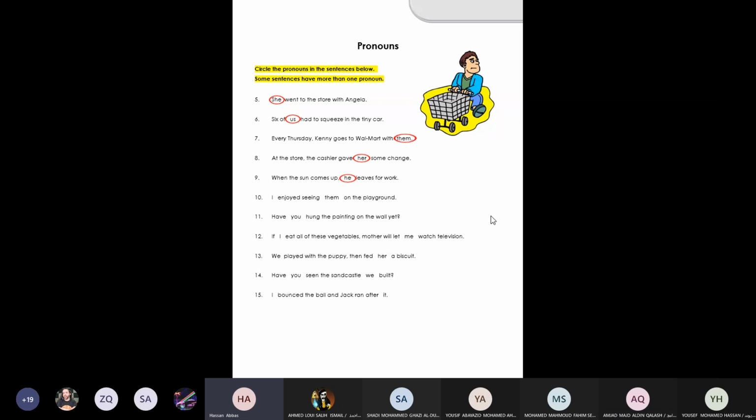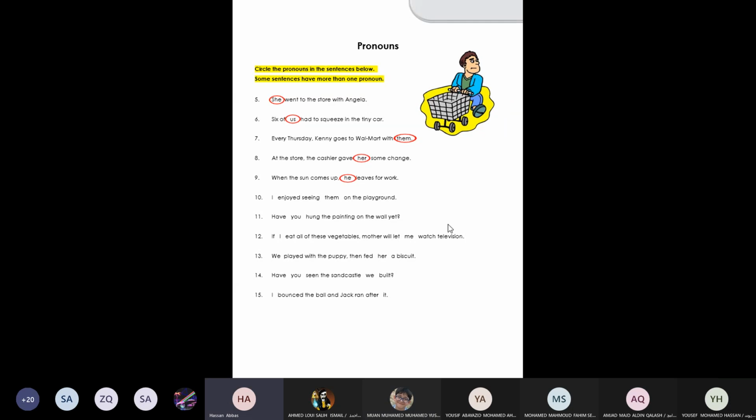Okay. Ma'an Yusuf. Sentence 10. Yes, mister. I enjoy seeing them on the playground. It is them and I. Excellent. I is a subject pronoun or object? Subject. Okay, them. Them is a subject or object? Object. Thanks, Yaman.